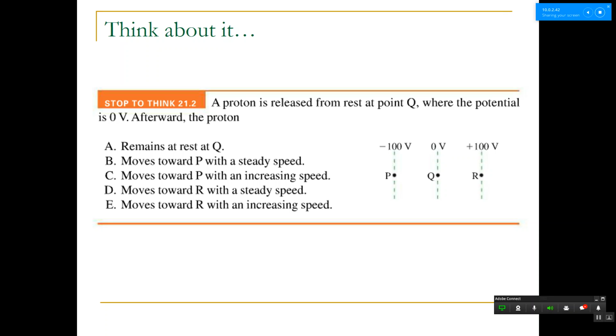You think to the left? So he said to the left. You guys agree with that? I agree with that. Is it changing speed? Increases speed. Why? Exactly. It's getting closer and closer. There's a force. If there's a force, there's an acceleration. So the answer is C.